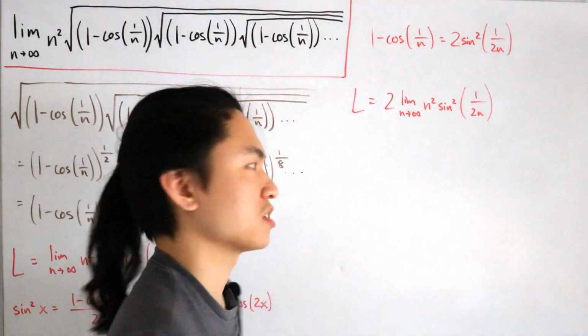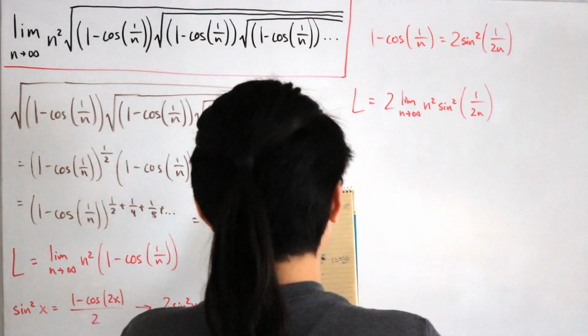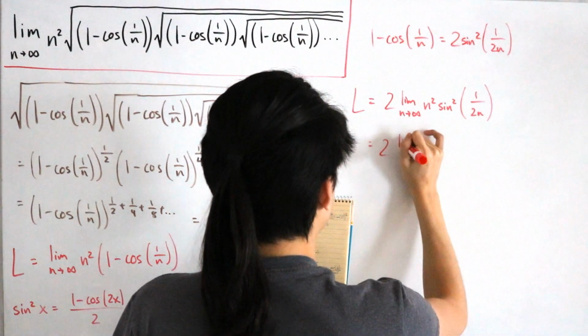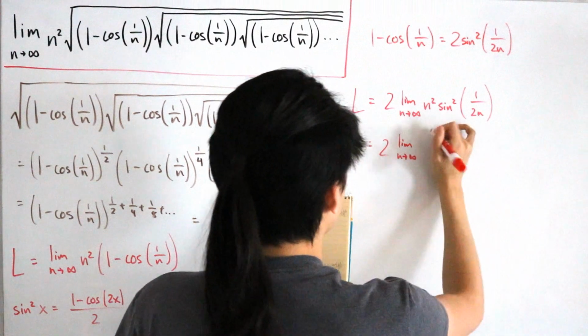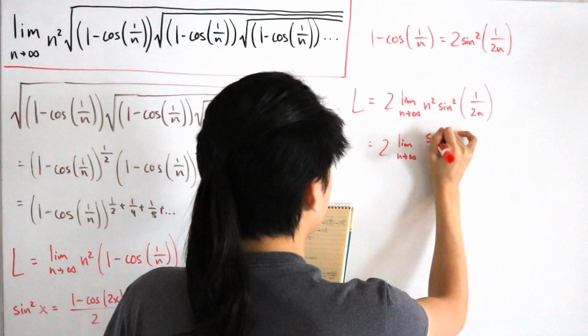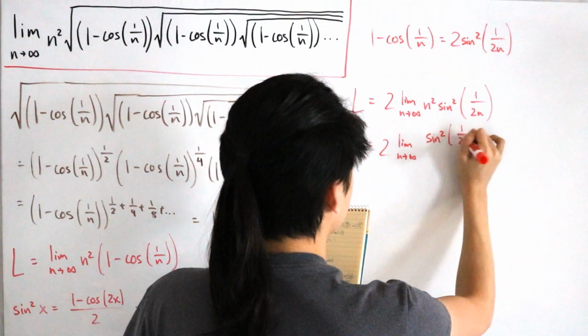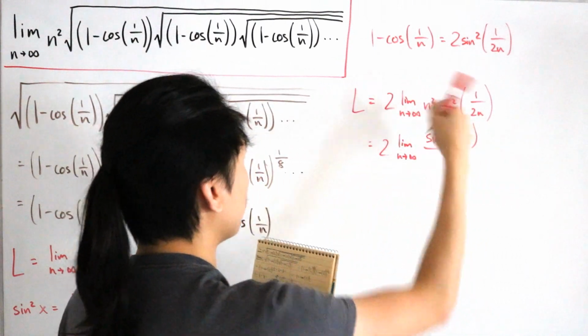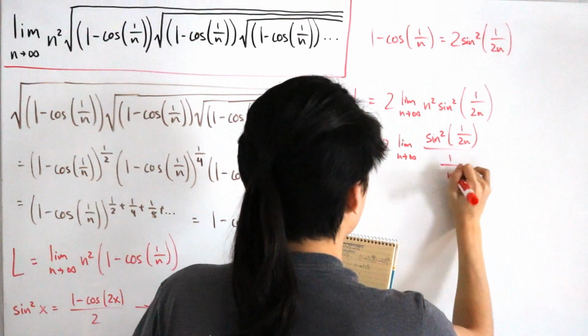Now I said that that's not going to happen, but if we actually rewrite this in the form of a rational function, so we have 2 times the limit as n approaches infinity. So the numerator in this situation is going to be sine square of 1 divided by 2n, and our denominator, we're going to write it such that it's equivalent. So this will be 1 divided by n squared.